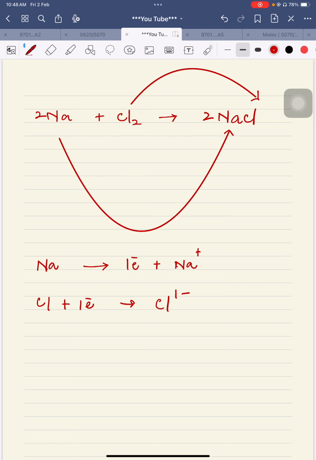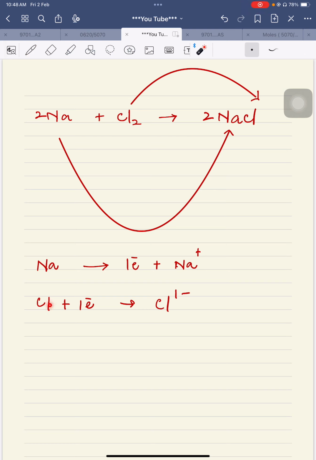Now we can say that sodium is undergoing oxidation as sodium has lost an electron. Where is that electron going? This electron is gifted to chlorine. Chlorine has received that electron. We can say that sodium has given its electron to chlorine. So sodium has undergone oxidation itself, but it has made chlorine get reduced. So as a result, sodium is acting as a reducing agent.